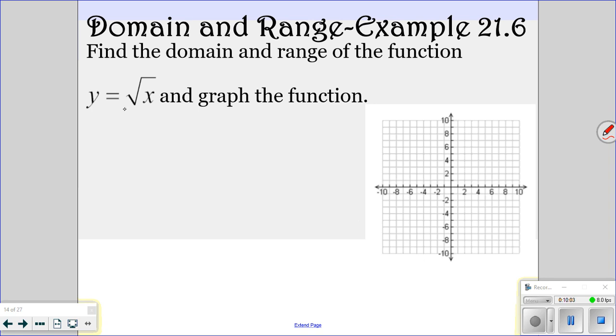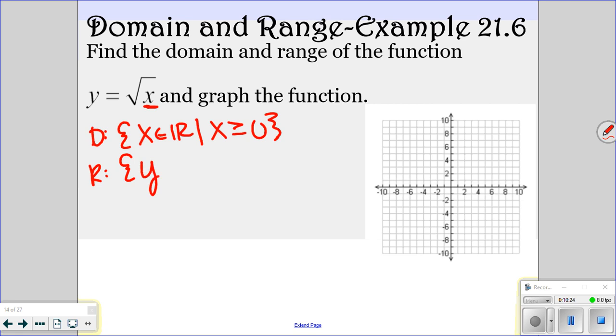All right, so for domain, we know that what's under the radical has to be greater than or equal to 0. So that means x is in the reals such that x has to be greater than or equal to 0, because what's here has to be 0 or bigger. Now for the range, when you do it, it's a set of y values. So y is in the reals such that, what numbers do we get out when we take the square root of something? When you plug it into your calculator, what kind of numbers does it give you?